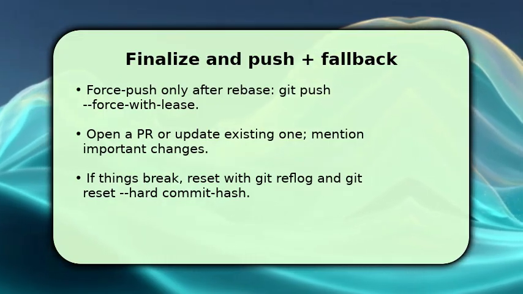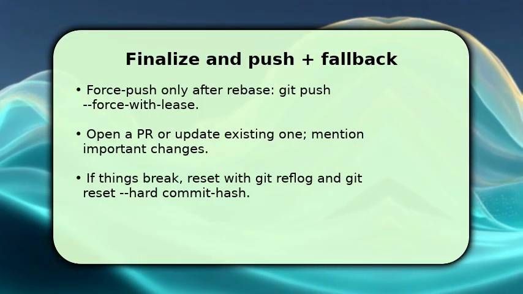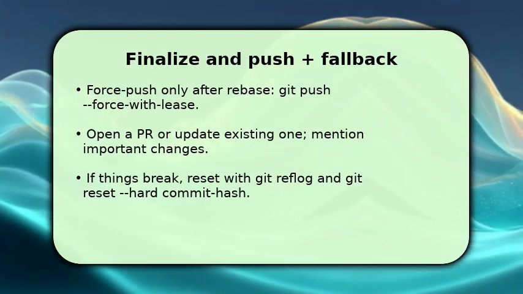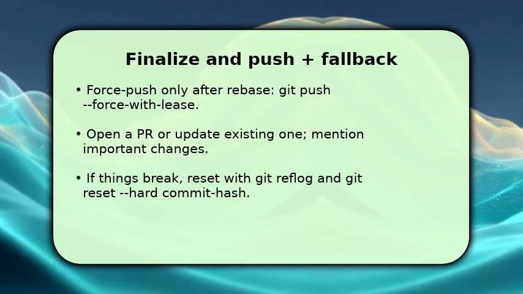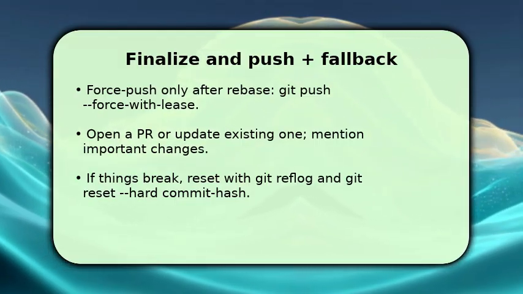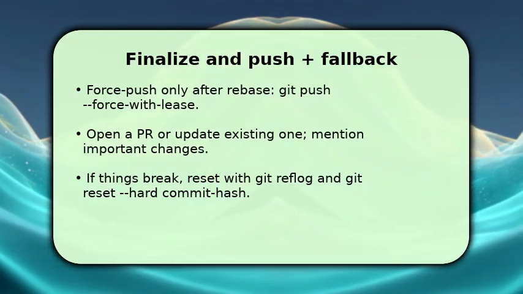If something goes wrong, don't panic. Use git reflog to find the previous safe commit and git reset --hard that hash to restore state. As a key troubleshooting tip, communicate with teammates before force pushing to avoid overriding shared work.